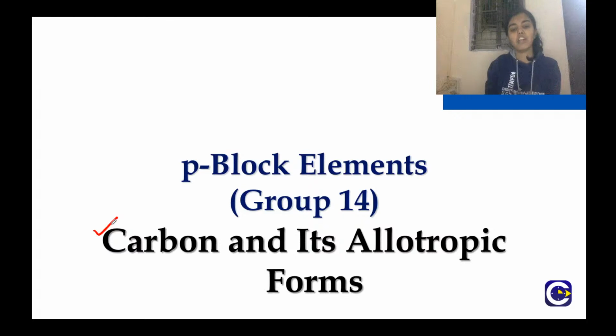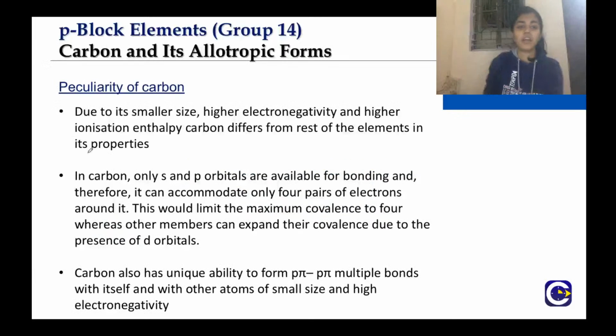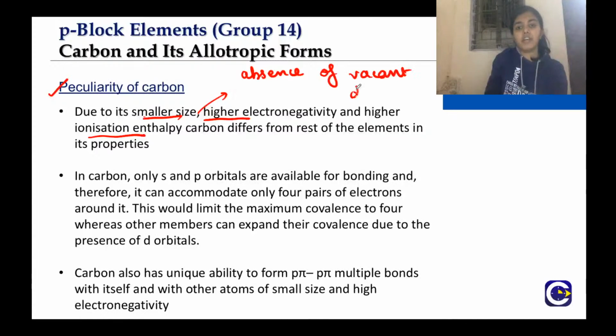So carbon and its allotropic forms. We have learned that carbon has many allotropes. Some of them are amorphous in nature and some of them are crystalline in nature, right? Now, the peculiarity of carbon is what? Basically, carbon has a small size, right? And it has higher electronegativity and higher ionization enthalpy, right? And also one property, that is the absence of vacant d orbitals. So because of these three properties, carbon differs from the rest of the elements in some properties, right?